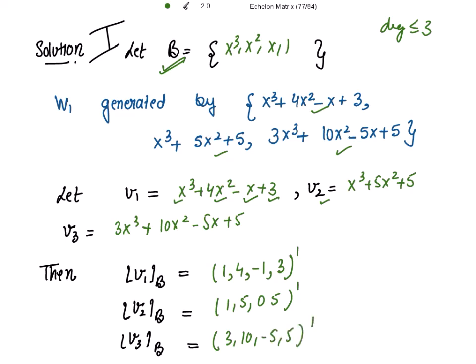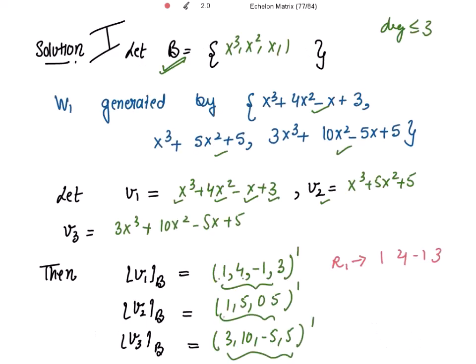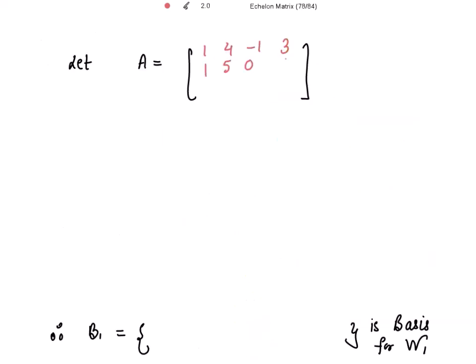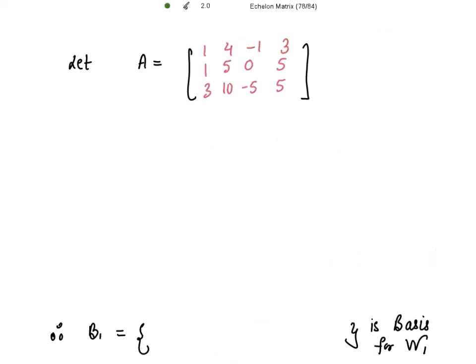To get the dimension of W1, we need to write these vectors in a matrix form. So let me write the elements in the first row as 1, 4, -1, 3, and then the second row 1, 5, 0, 5, and then the third row 3, 10, -5 and 5. Okay, let's reduce this matrix into an echelon form.